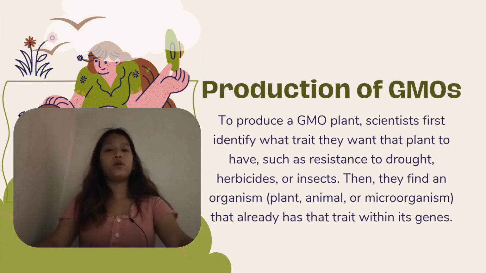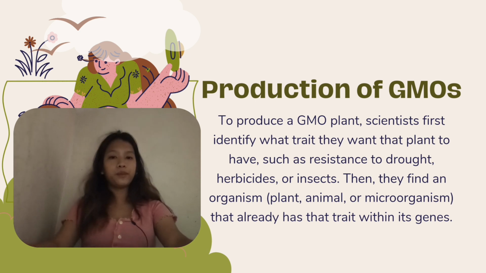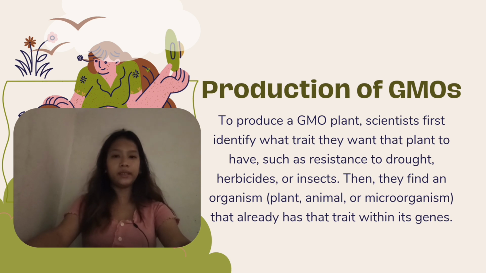Creating a GMO plant involves a specific process. The first process, trait selection. Scientists start by identifying the desired trait they want to introduce into a plant, like resistance to drought, herbicides, or insects. This trait could be found in nature within the genes of various organisms.